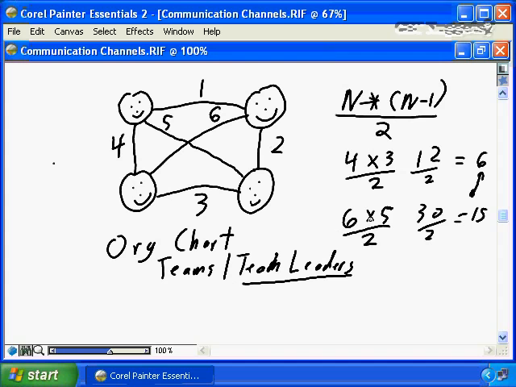So the goal is to try to keep the number of communications processes down to as small a number as possible without letting it grow to large numbers. And we do that primarily through the development of effective project organization charts with the delineation of roles and responsibilities to minimize the number of communications channels.